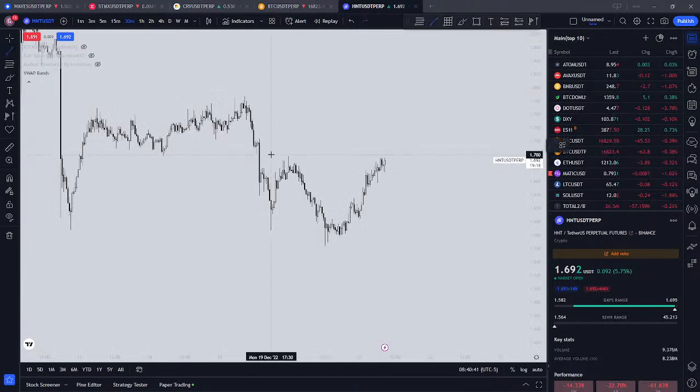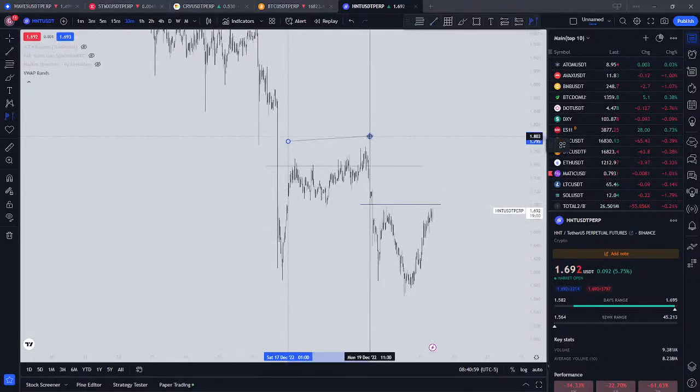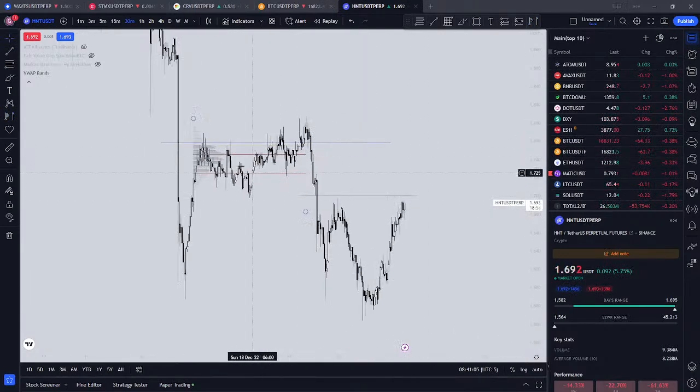So this is your most logical objective. If you just look at this, right, I think this would be your logical objective. Considering consolidation over here, it's probably tapping into the value area as well. So I think these are interesting levels to short HNT back down to take liquidity from this move up. So you would look at something like this and this.